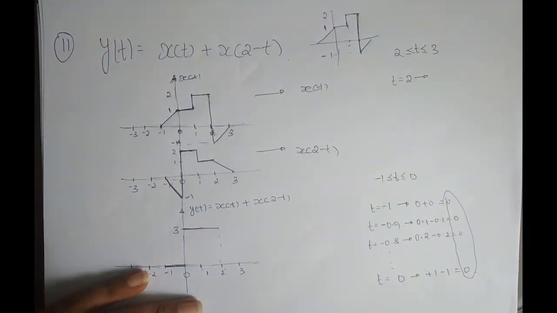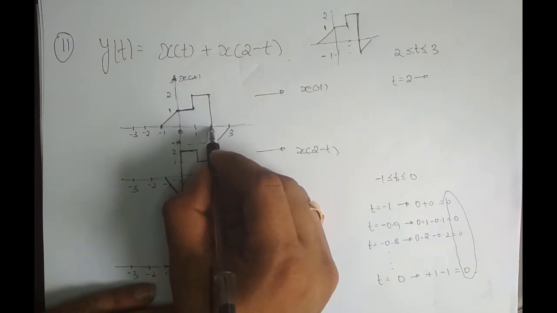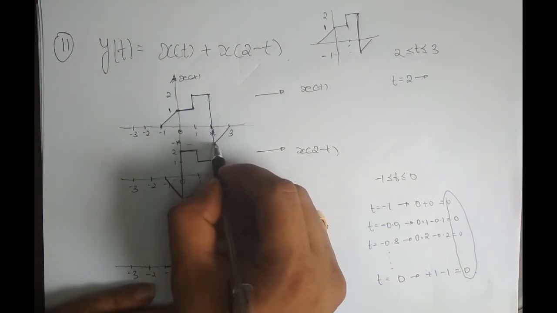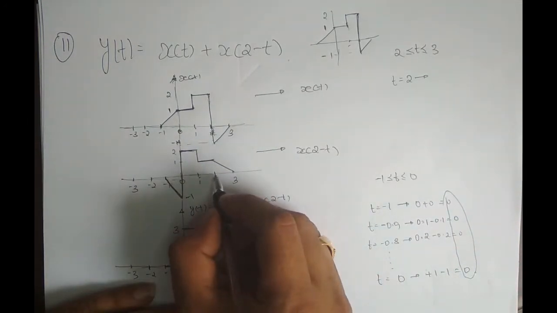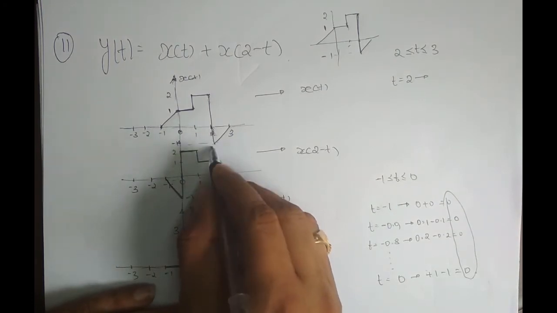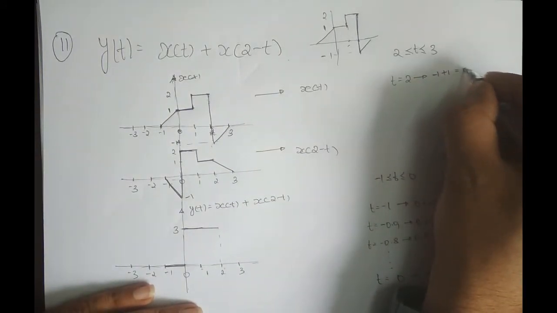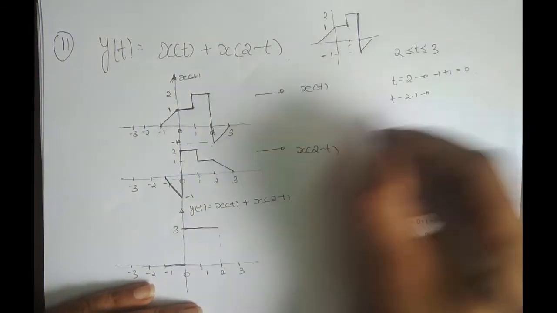Fine. Now in that case, what you need to do is just ignore the 2. Just after 2, what is the amplitude of the first signal? It is minus 1, right? Now just after 2, what is the amplitude of the second signal? It is plus 1. So minus 1 plus 1 cancels out. I get 0, right?